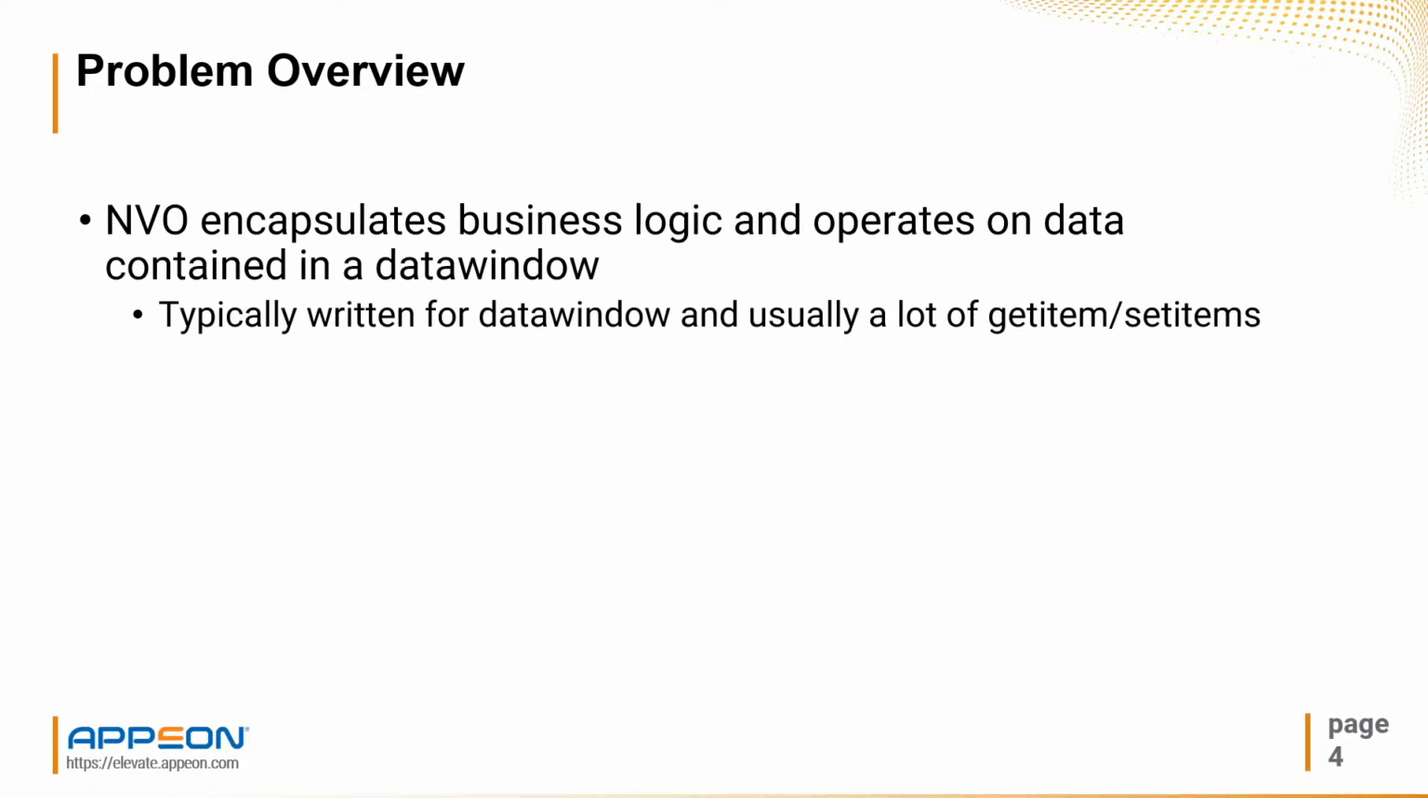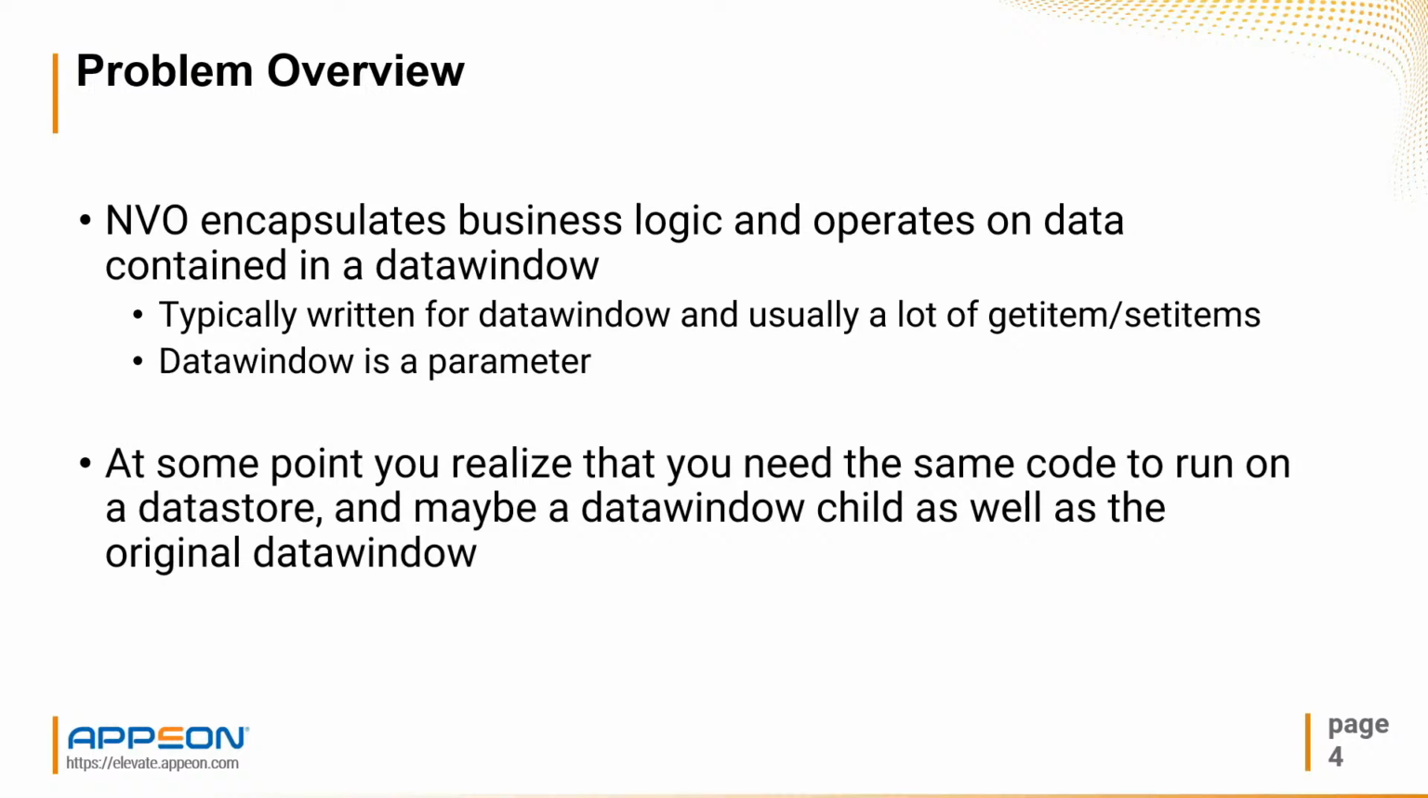We usually have a lot of get items, set items, and a lot of other functions that are standard for using the data store. Again, the parameter to the NVO will be the data window. Then at some point you realize we need to have it work on more than just a data window. We need to work on the data store, occasionally on a DataWindowChild, but to be honest, it's not very often. But it's almost always the data store as well. The reason why is we're creating maybe a batch process. We don't want a visual component to it at all. Or maybe it's going to be some sort of an API, and again, we don't want a visual component to it.